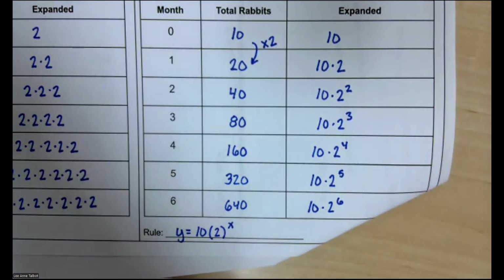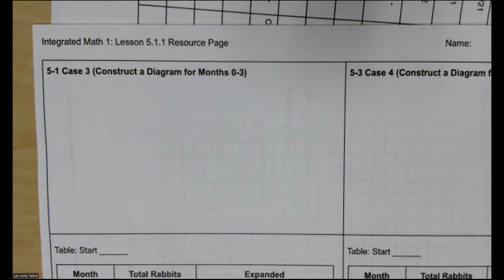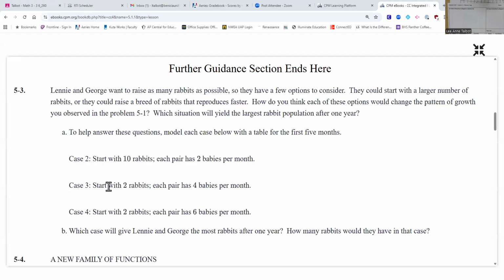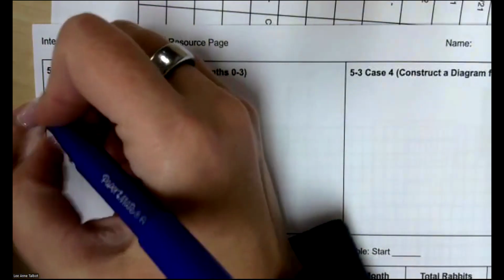Okay. So piece 3. It says construct from month 0 to 3. I just can't. I can't do it. My problem is that once I figure out the math, then I just want to do the math. I don't know. If you want to draw more bunnies, by all means. Okay, case 3. Start with 2. Each pair has 4 babies per month. Yikes.